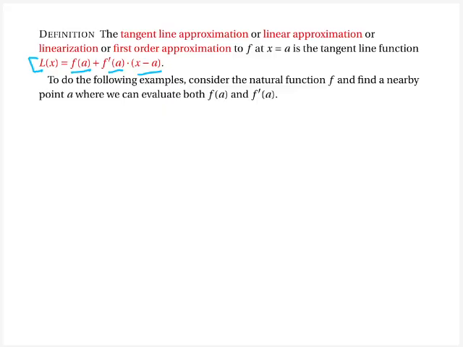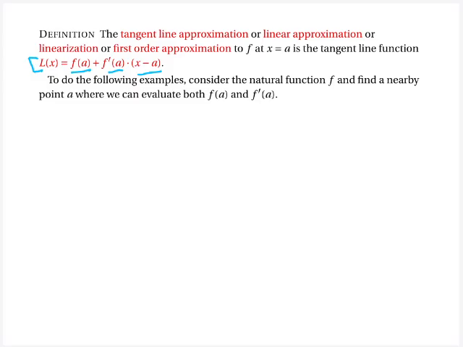Okay, so now we're going to see a bunch of examples. In order to do these and any of the homeworks, what you do is you consider the natural function. On the prior slide I considered the square root of x, and you find a nearby point a where you can evaluate both f of a and f prime of a. On the previous slide, that nearby point was a equals 2.